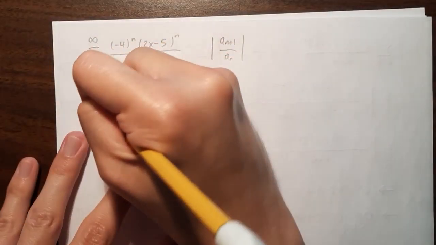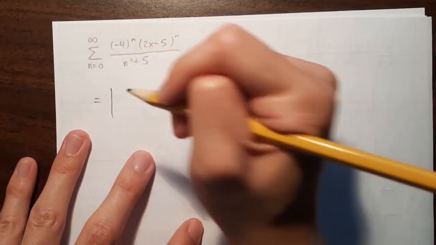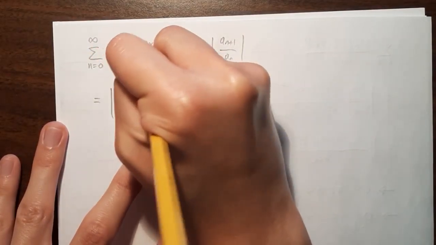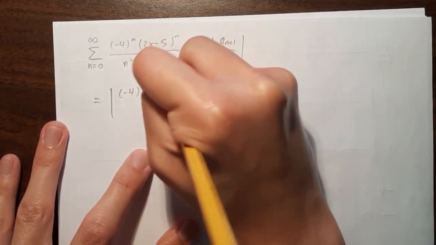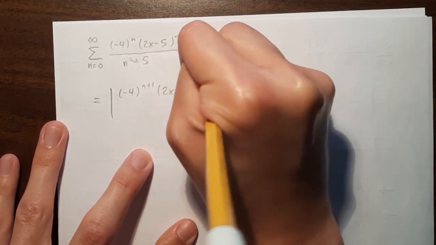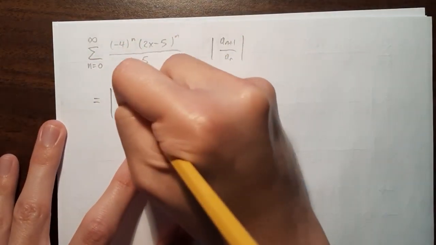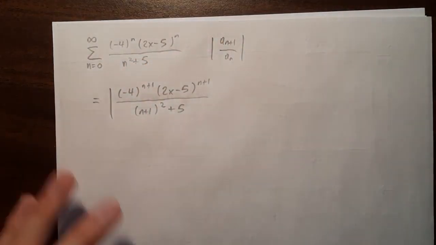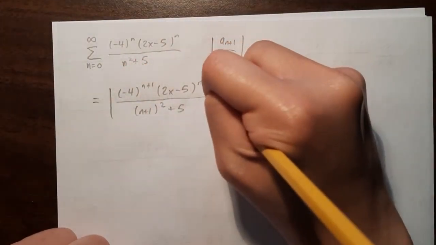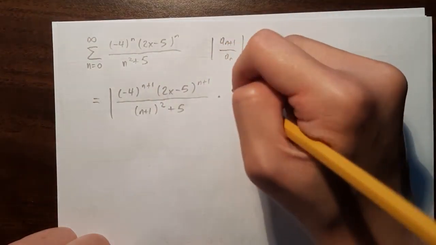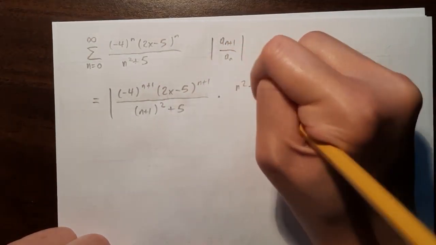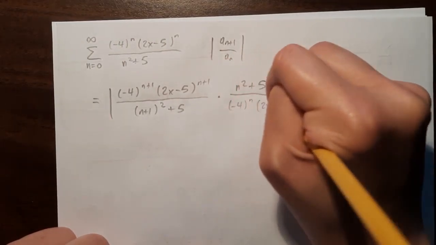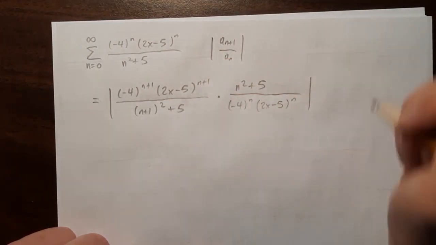All right, so I have a feeling this one might get a little bit big, so I'm going to go and write it down here. So plug in n plus 1. I'm going to get -4 to the n plus 1 times 2x minus 5 to the n plus 1, all divided by n plus 1 quantity squared plus 5. And then multiply by the reciprocal of the original, so that's going to be an n squared plus 5 on top, and -4 to the n times 2x minus 5 to the n on bottom.